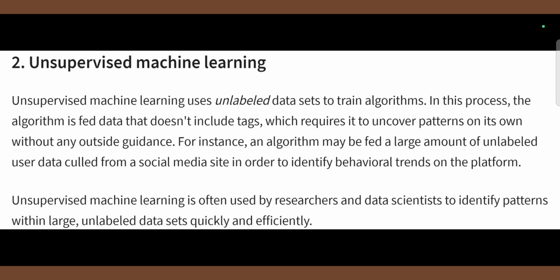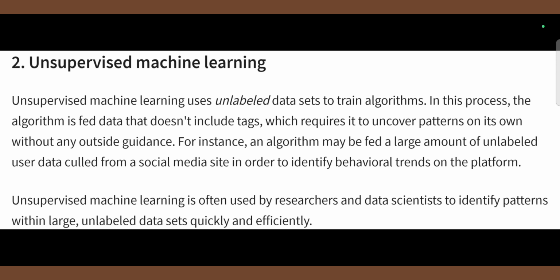For instance, an algorithm may be fed a large amount of unlabeled user data pulled from a social media site in order to identify behavioral trends on the platform. Unsupervised machine learning is often used by researchers and data scientists to identify patterns within large unlabeled data sets quickly and efficiently.